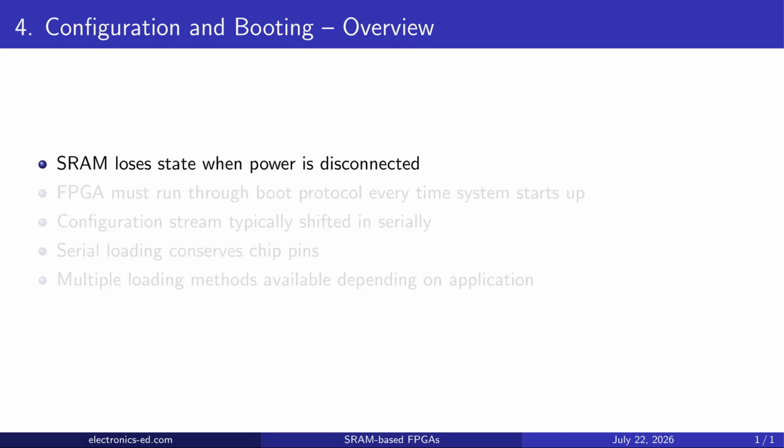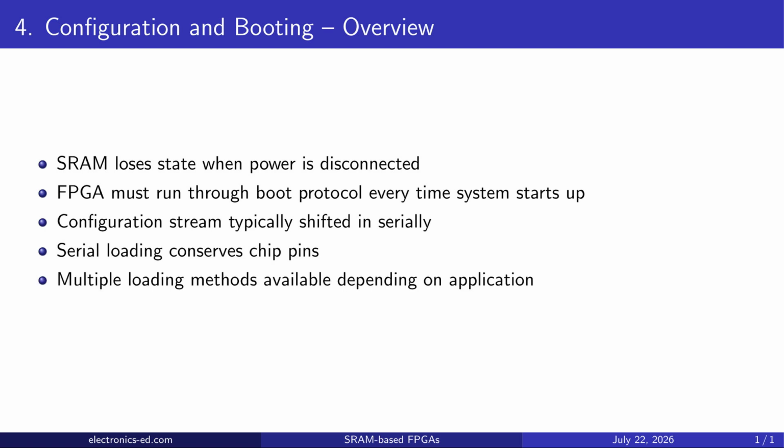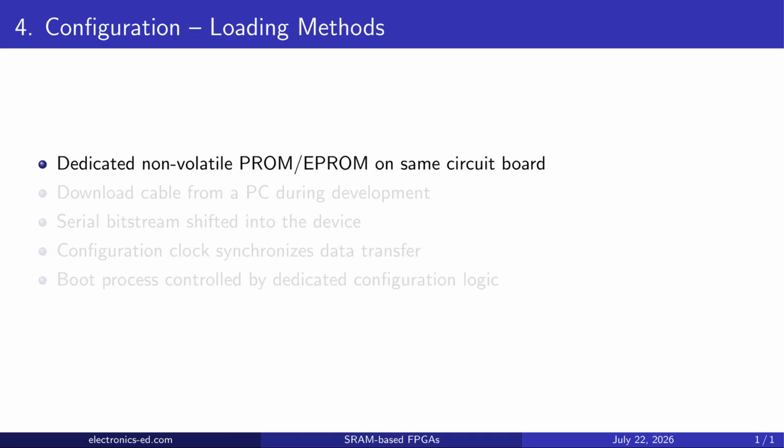SRAM loses its state when power is disconnected. So the FPGA must run through a boot protocol every time the system starts up. The configuration stream is typically shifted in serially. Serial loading helps conserve chip pins. There are multiple loading methods available depending on the application. We can use a dedicated non-volatile PROM or EEPROM on the same circuit board, or we can use a download cable from a PC during development.